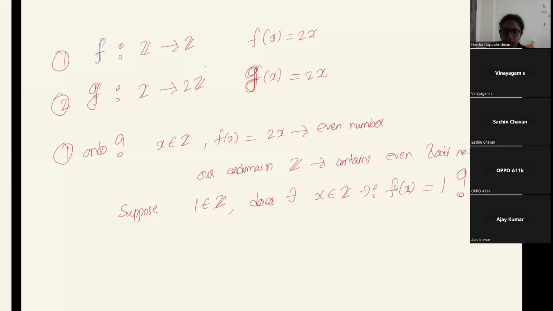No, right? Because f of x is 2x. f of x equal to 1 means 2x equal to 1, but 2x equal to 1 only if x equal to 1 by 2. But this 1 by 2 does not belong to our domain set. So whatever odd number I take from this set, it is not an image of any element. So that is why f is not onto.